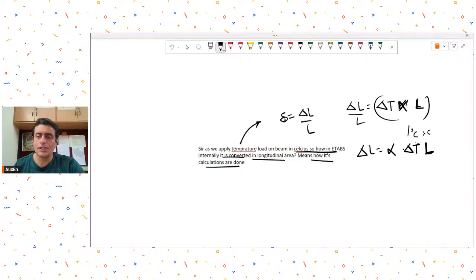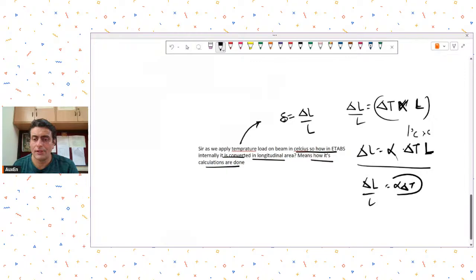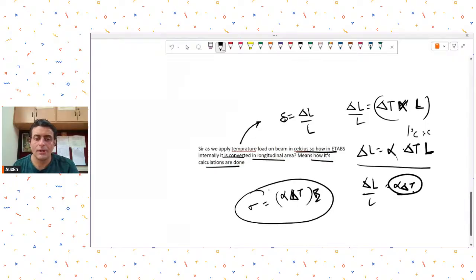And this is your change in length. So what will be your strain? Your strain will be alpha delta T. When you multiply it by E, it will give you the stresses that will be generated. And if you have the differences in the strain itself, of course you will be able to calculate the internal stresses that are generated.